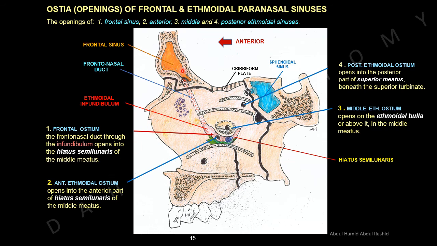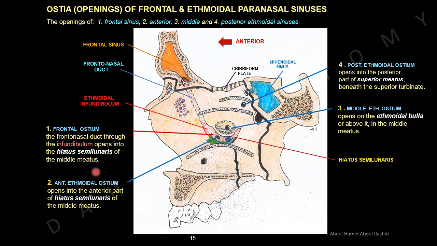Frontal sinus opens into the frontonasal duct, which opens into the ethmoidal infundibulum. Ethmoidal infundibulum again opens to the anterior end of the hiatus semilunaris. So frontal sinus opening is here at the anterior end of hiatus semilunaris. Next, we are going to talk about the openings of the ethmoidal sinus.